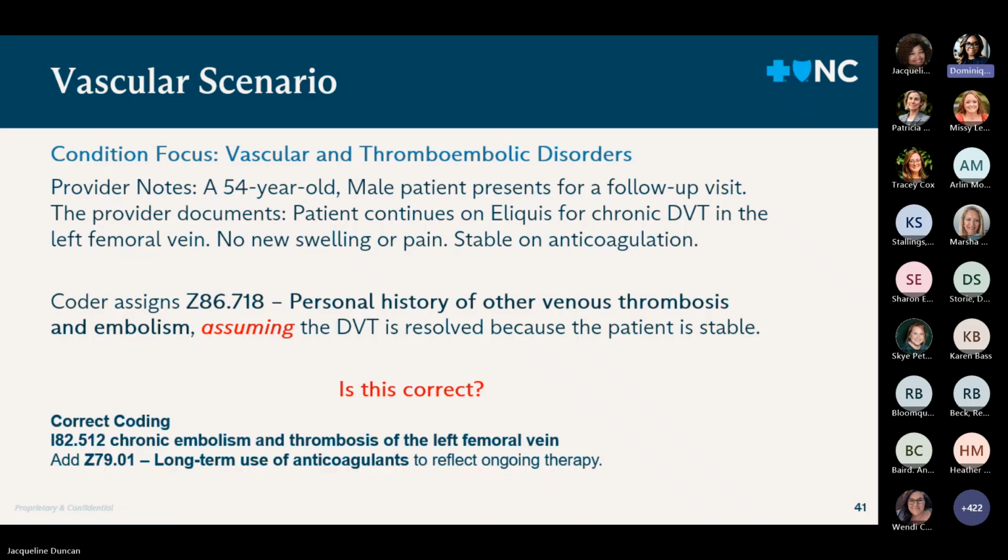The correct coding is I82.5 series for chronic embolism and thrombosis of the left femoral vein. Example, I82.512 for left femoral vein. Add Z79.01, long-term use of anticoagulants to reflect ongoing therapy. This is in fact incorrect because the patient is still on anticoagulation for an unresolved clot, which means the condition is active, not historical. Using a history code underreports disease burden and lowers the risk adjustment factor.